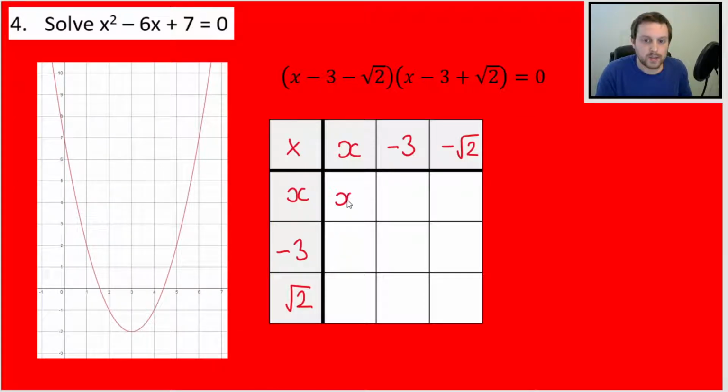So we get the x squared. So far so good, right? There's the x squared. We have minus 3x and we have minus 3x. So okay, there's the minus 6x. Minus 3 times minus 3 is positive 9. It's positive 9, so not positive 7.